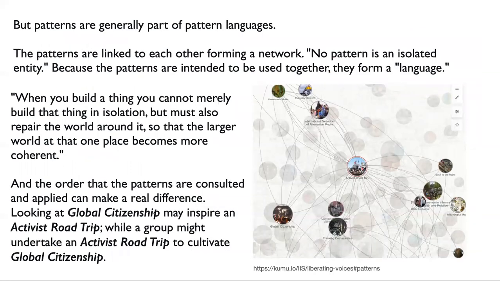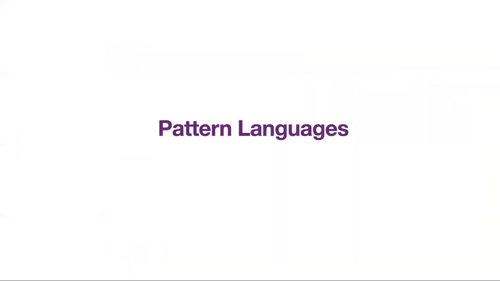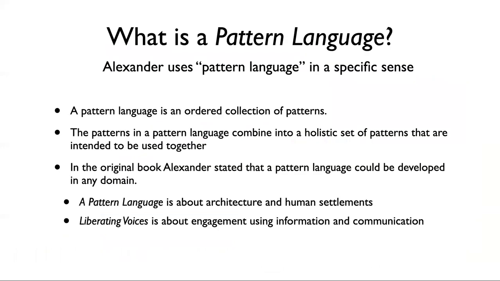The patterns are intended to be used with other patterns, and that's where the idea of the language comes along. This is a little Kumu map showing a small segment of how the patterns in our collection are linked to each other. So a pattern language is an ordered collection of patterns that the people who put the pattern language together believe work together. They belong together. They form a whole.